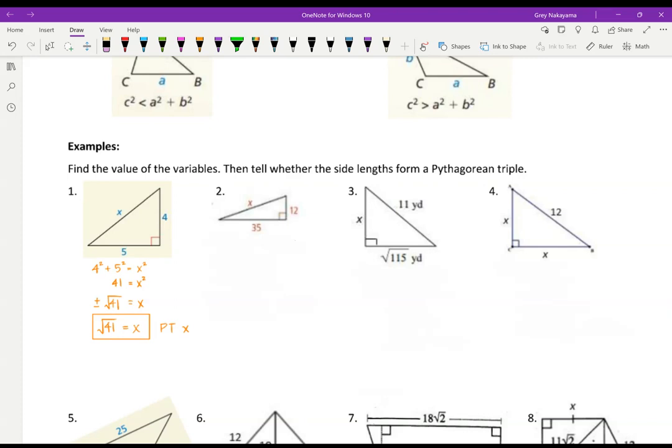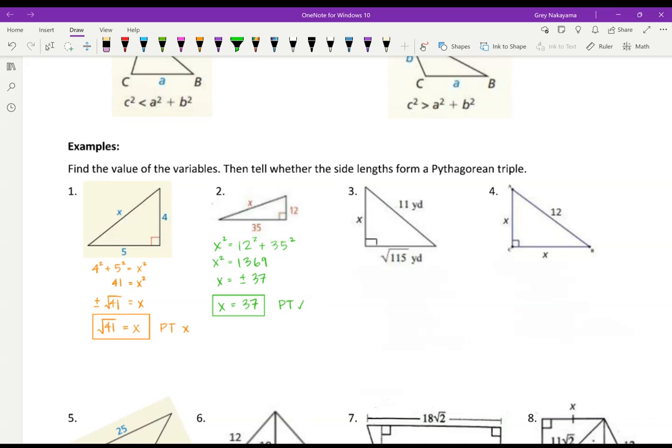All right, next, I have x opposite my right angle. So x is the hypotenuse. It's opposite the right angle, so it needs to be by itself in the equation. So I have 12 squared plus 35 squared equals x squared. X squared equals 1369. And the square root of 1369 is plus or minus 37. So x equals 37. That means my side lengths are 12, 35, and 37. So that is a Pythagorean triple.